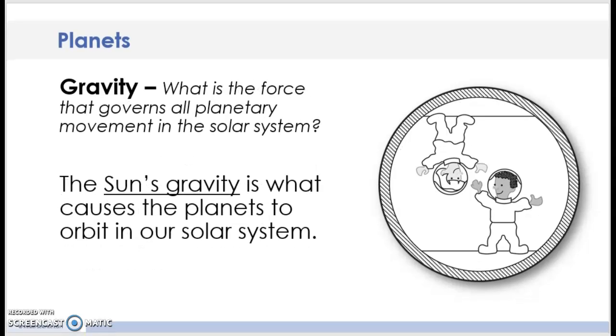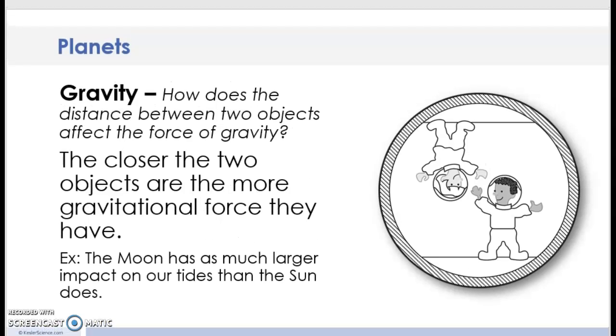Okay, what is the force that governs all planetary movement in the solar system? Well, it's the sun's gravity. It causes all of the planets to orbit in our solar system. Remember, when you're taking these notes, you don't have to write word for word. Remember to put it in your own words so that when you come back to it, you can remember it.